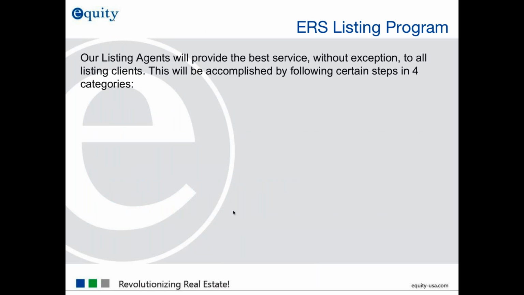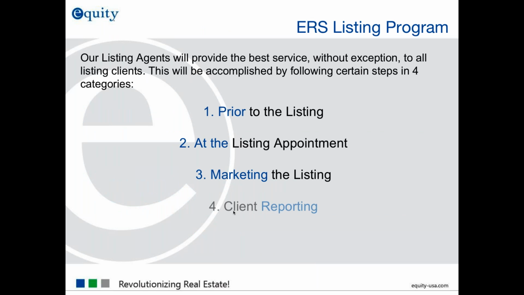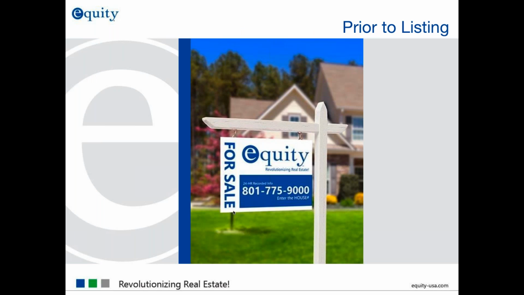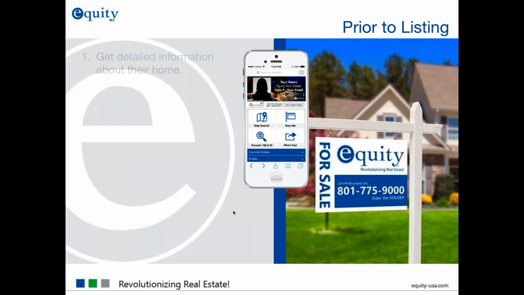Let's move on to the listing program here. We're going to have 4 different categories: prior to the listing, at the listing, marketing, and client reporting, okay? Again, we want to provide a high-level service. So, simply, prior to the listing, and I'm not going to go into a ton of detail on this stuff because, again, I do this with my training. You're a full-time agent. If you're in this program, you're full-time and you're closing 10 deals a year, so you know how to do the business. If there are ways that you can polish up your business, then that's great.